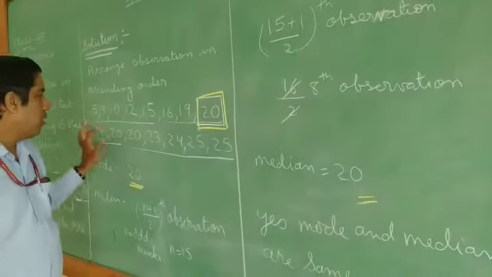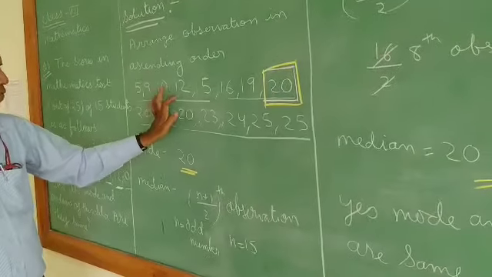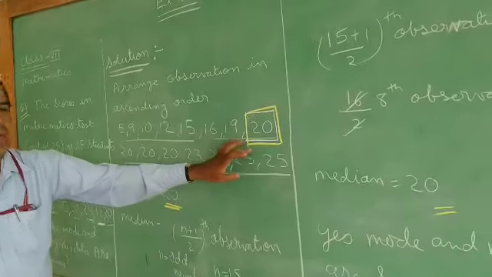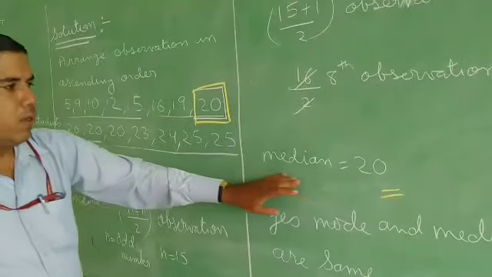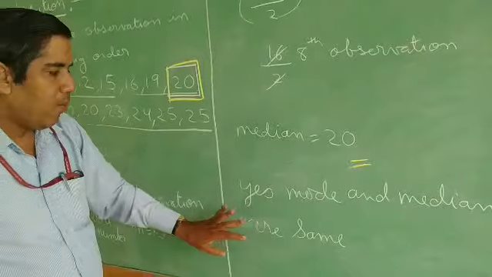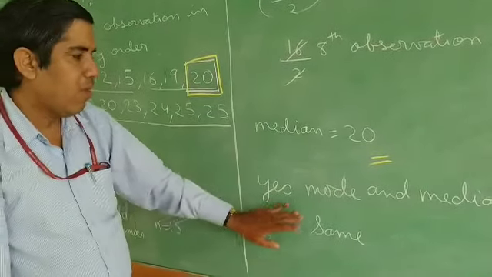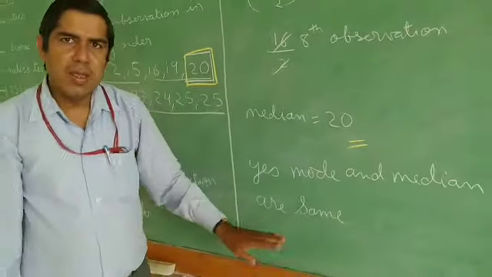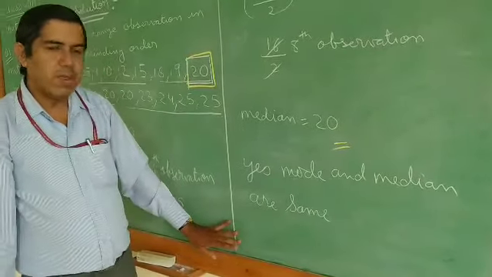So I counted here 1, 2, 3, 4, 5, 6, 7, 8. The 8th is 20. So 20 is the median, and both are coming same. So yes, I wrote here mode and median are same. And this question completes here.